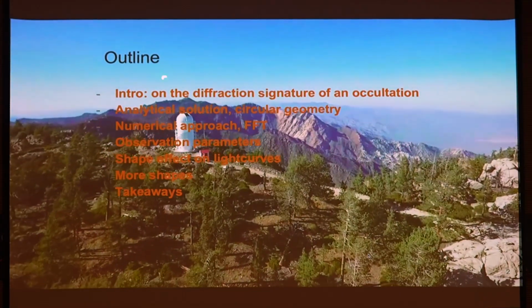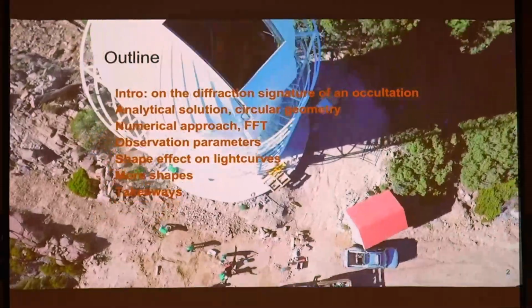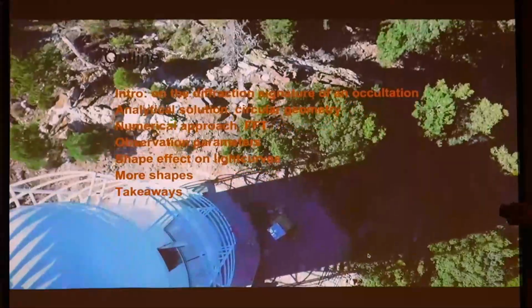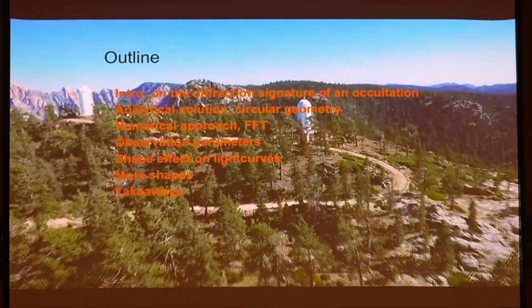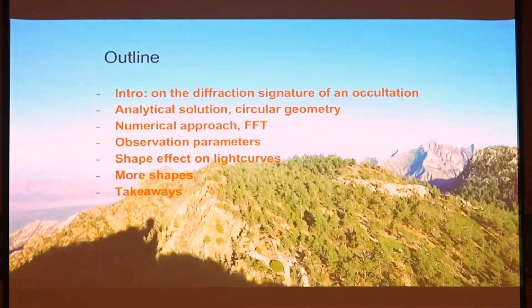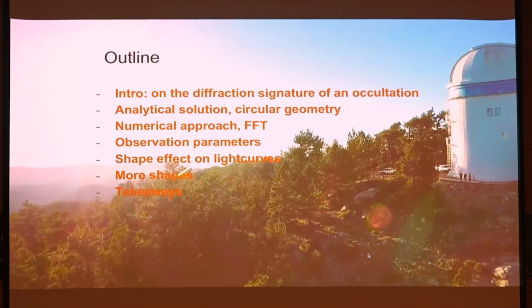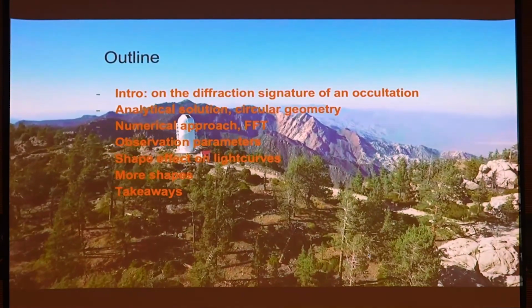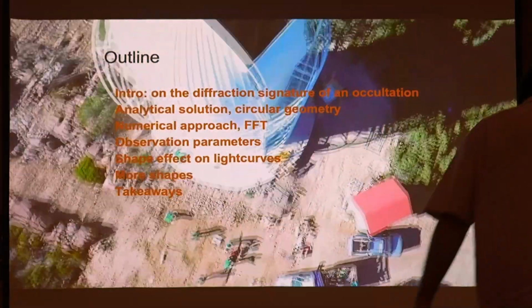First of all, introduction on the diffraction signature of the occultation. Then testing the analytical solutions. The numerical approach we use, using the fast Fourier transformation algorithm. The observation parameters, shape effect on light curves, more shapes, and some takeaways. So let's see what we can get from here.